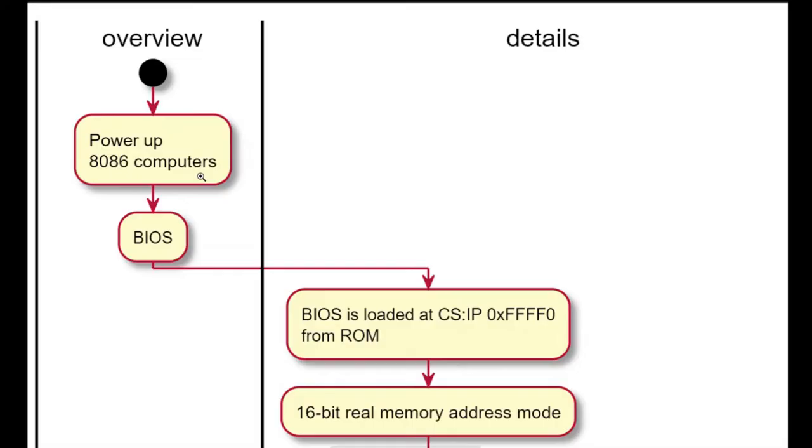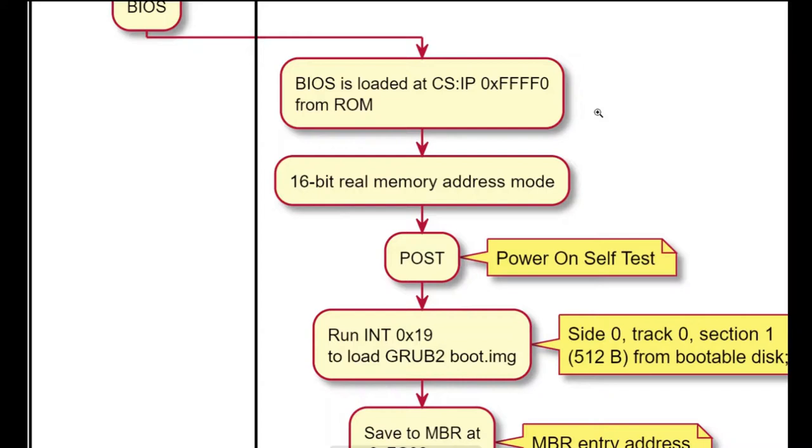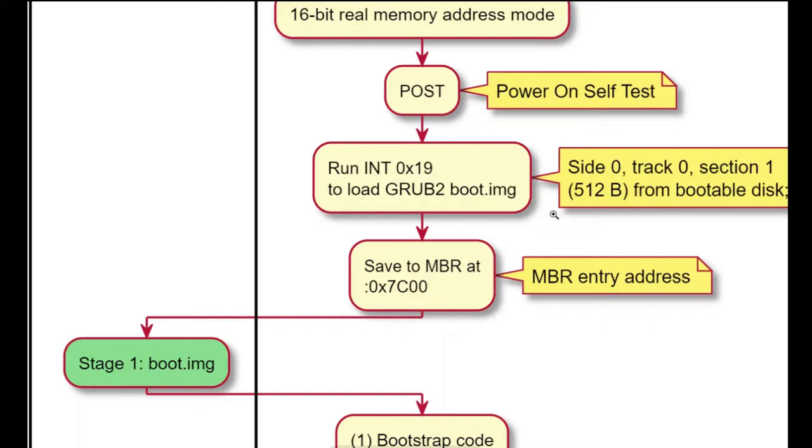After you press the power button on an 8086 computer, BIOS, or basic input-output system, is loaded at CS:IP address hex FFFF0 in 16-bit real memory address mode. Following POST, or power-on self-test, interrupt routine hex 19 is called to load the GRUB 2 file boot image and save it to memory hex 7C00, which is the MBR, or master boot record, entry address.